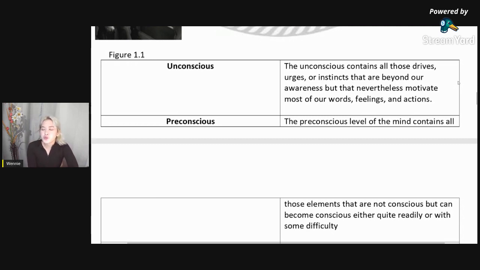So the unconscious contains all those drives, urges, and instincts that are beyond our awareness, but that nevertheless motivate most of our words, feelings, and actions. So included dito yung mga memories of childhood abuse, hatred on family members, di ba? Repressed siya, pero isa yun sa mga nagmo-motivate sa atin. Nagmo-motivate ng action natin, ng mga sinasabi natin tungkol sa ibang tao, ng feelings natin, nararamdaman natin sa ibang tao, and also your action. So also, we have the pre-conscious.